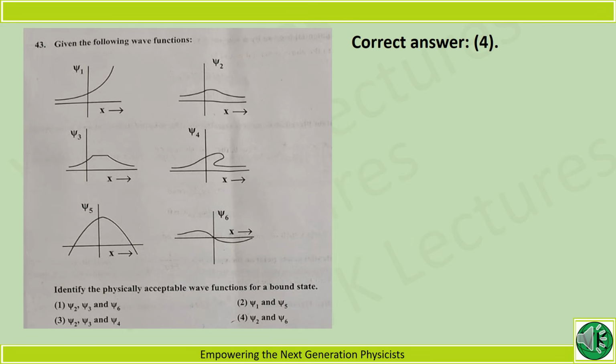Given the following wave functions, identify the physically acceptable wave functions for a bound state. The correct answer is option 4, psi 2 and psi 6.